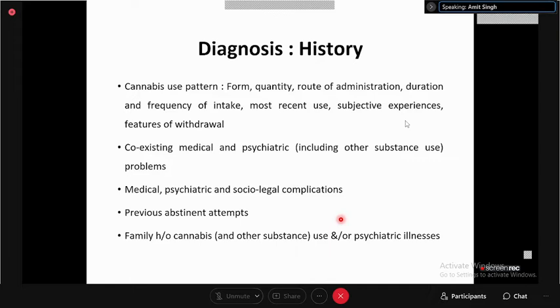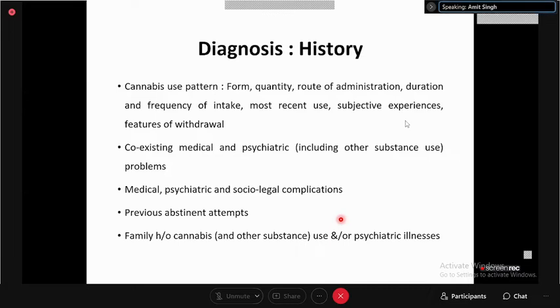Then the assessment should also cover any medical, psychiatric, or social legal complication a person might have experienced, their previous attempts, and what might have worked earlier in their abstinent attempts needs to be noted down. Based on that information, the further management approach could be based.